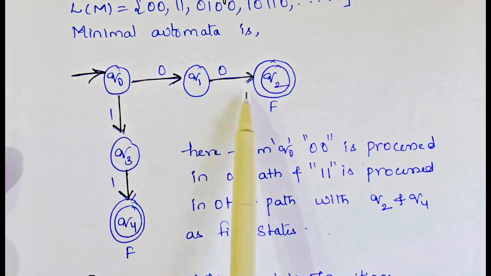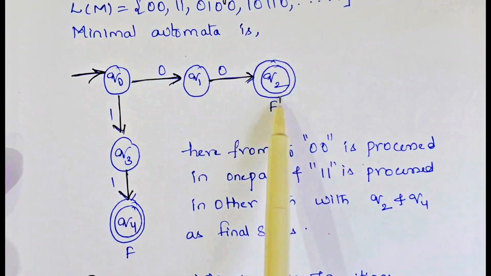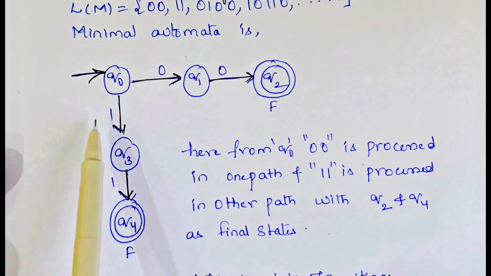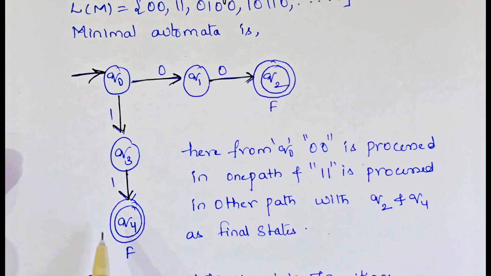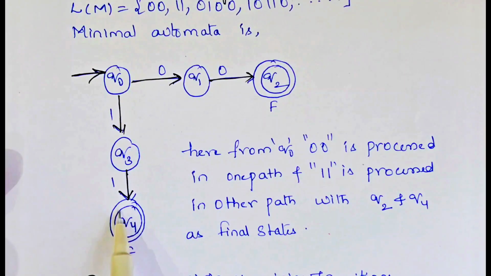If the substring is 00, the path is Q0 on 0 moves to Q1, Q1 on 0 moves to Q2, which is a final state. If the substring is 11, the path is Q0 on 1 moves to Q3, Q3 on 1 moves to Q4, which is a final state. Here in this path, we can generate the substring 00. In this path we can generate the substring 11. Here Q0 is the initial state and Q2, Q4 are the final states. For this minimal automata, upon giving the remaining input transitions we get a DFA.